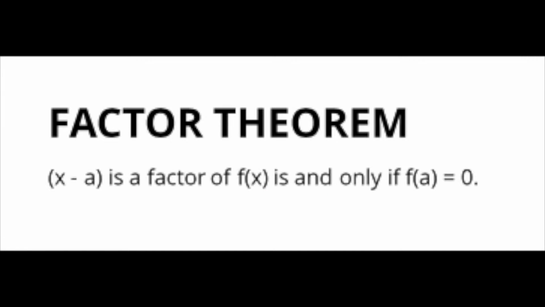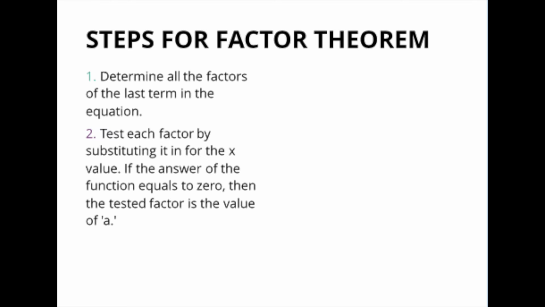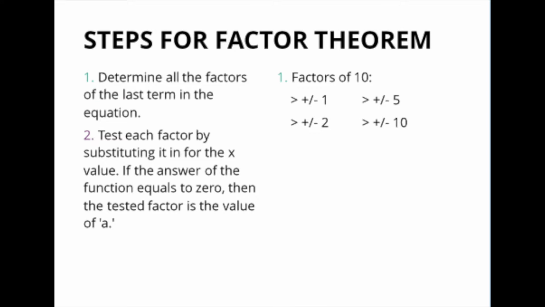We are going to factor using the factor theorem. The factor theorem states that x minus a is a factor of f of x if and only if f of a is equal to 0. Here are the steps for factor theorem. First, we must determine all the factors of the last term in the equation. In this case, we must find the factors of 10. The factors are positive and negative 1, positive and negative 2, positive and negative 5, and positive and negative 10.